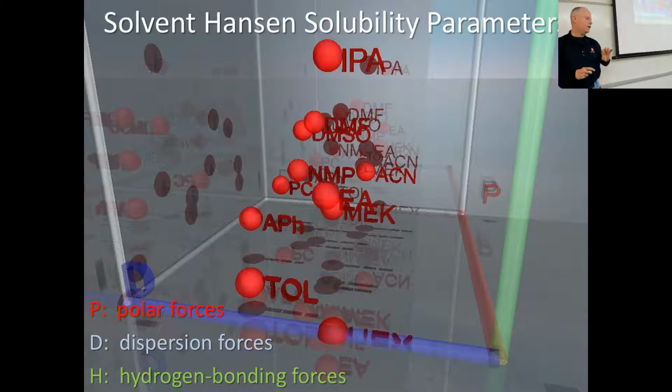This is plotted, the D-axis is plotted at twice the dispersion term. We talked about that last time. And so the interaction sphere will be a sphere and not a jelly donut. And then the acetonitrile is back in the back.